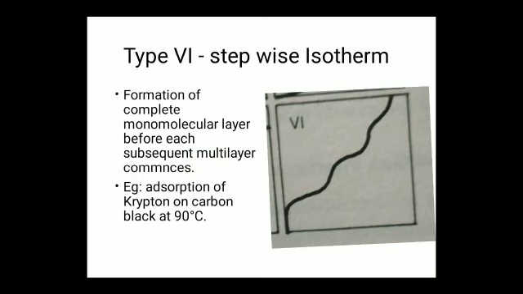This type of absorption isotherm arises from absorption on extremely homogeneous non-porous surfaces, where the monolayer capacity corresponds to the step height. An example of substances showing this type is krypton on carbon black at 90 Kelvin.